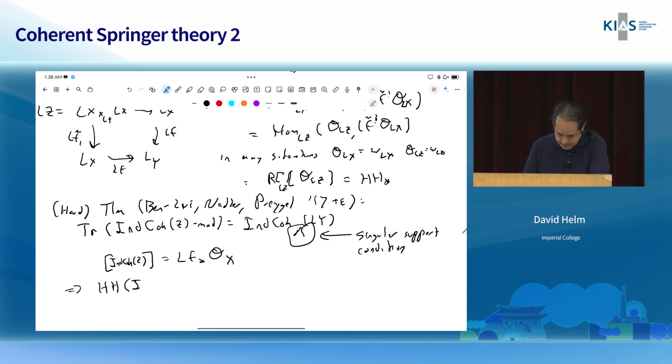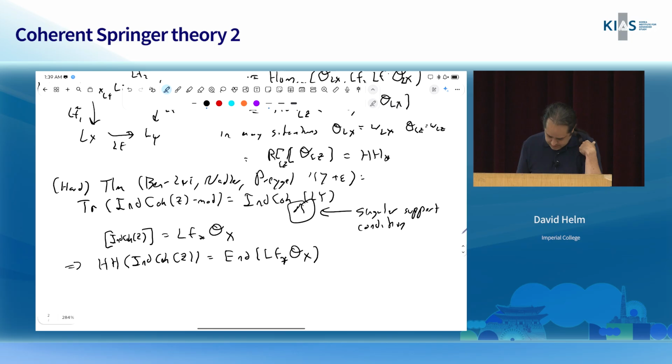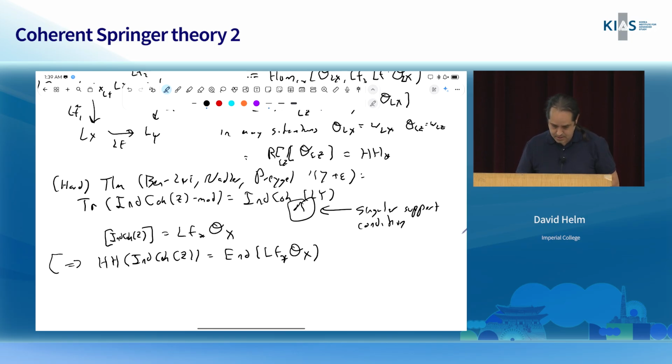And that implies, in turn, that the Hochschild homology of INDCO Z, remember the Hochschild homology is this little trace, and we had seen that the Hochschild homology of the regular representation of a monoidal category is the endomorphisms, as a DG algebra, of its trace, of its two categorical trace. So that actually ends up being this.